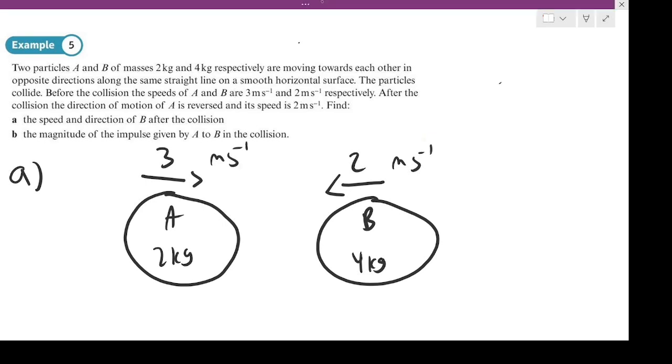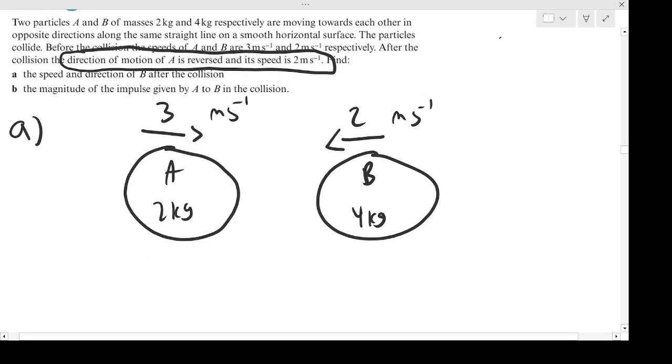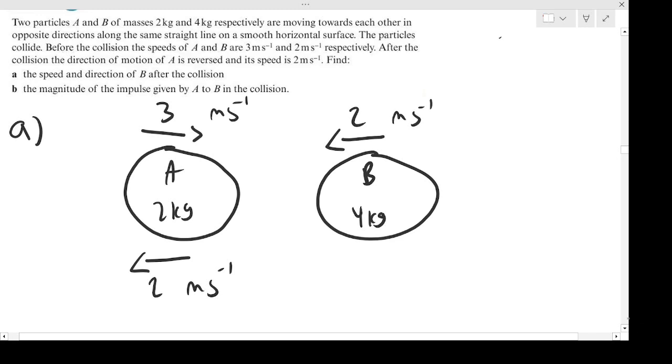Then I'm told after the collision, the direction of motion of A is reversed and the speed is 2. So the direction of motion of A is reversed. What does that mean? The direction of motion tells me what direction you're moving in. So if the direction of motion is reversed, A originally is moving forwards, so if we reverse that, it's then going to go backwards afterwards. Hopefully happy with that. And the speed now is 2.